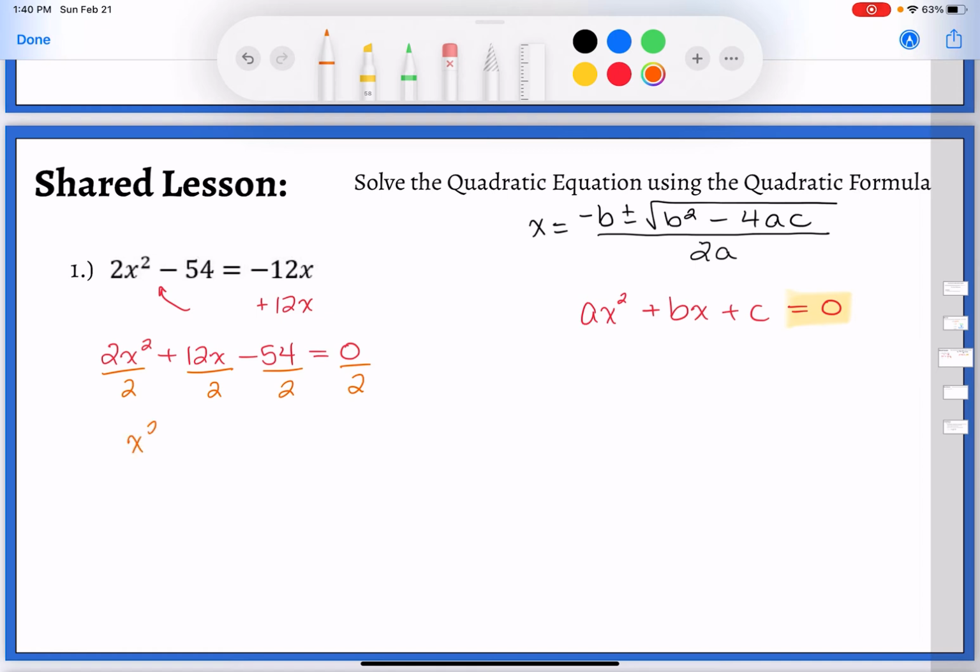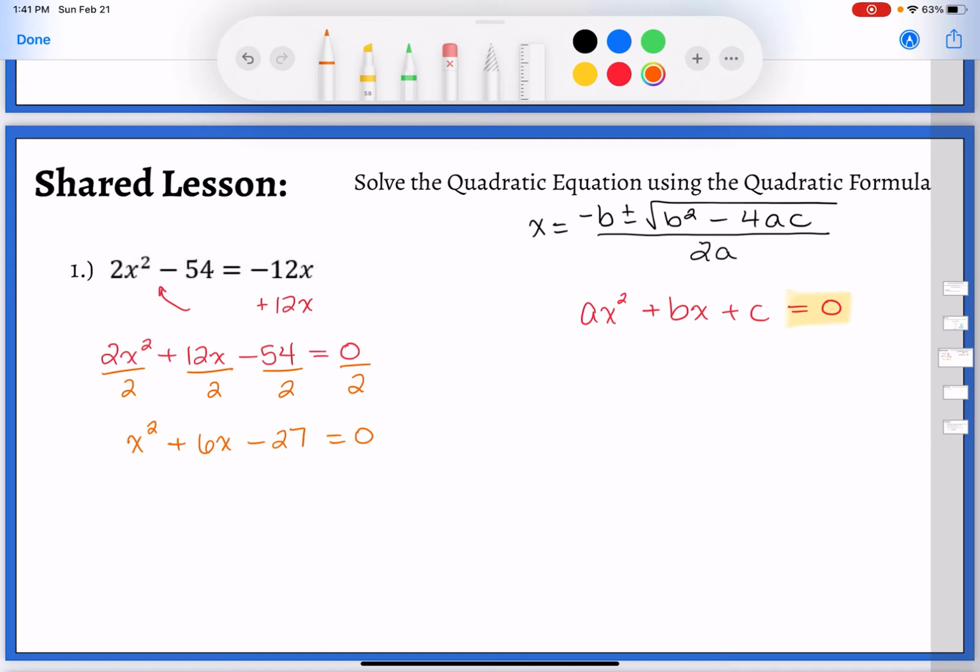I'm going to end up with x squared plus 6x minus 27 equals 0. And now again, remember, if you divide one thing, you have to divide every single term, right? So you can't just divide the first term and the last term. If you're going to divide, you've got to divide every single one. Kind of like finding a GCF, you pull that GCF out of every single term. So just make sure that you do everything divided by 2.